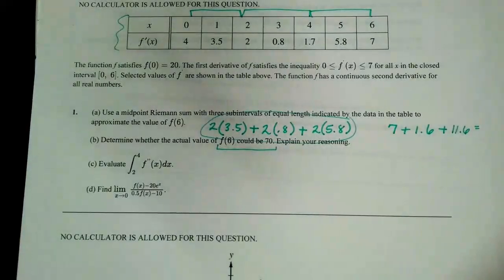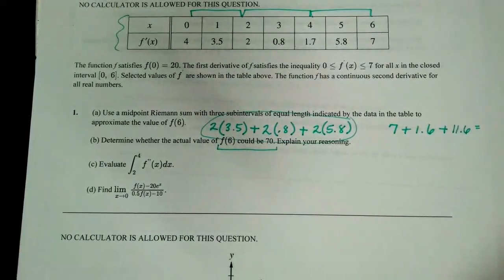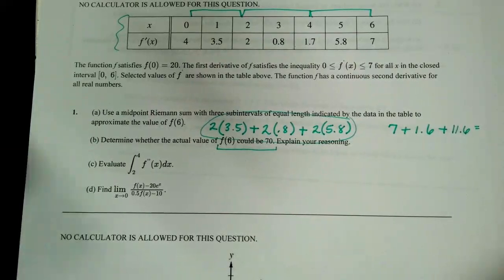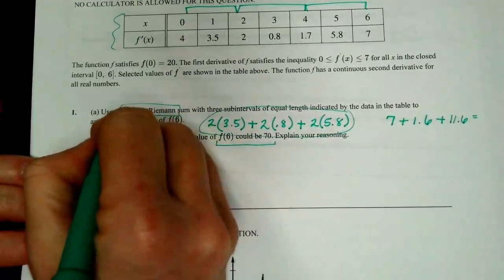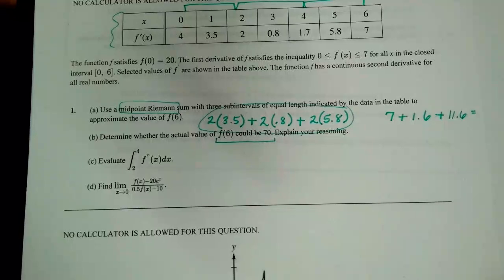They'll say, is that your left point? Could you use the left point and the right point? But this one specifically asked for midpoint. Yeah. So it can't be 70 because it never gets to it. Why can it not be 70? Because it never gets to the... That's right. They're all below.